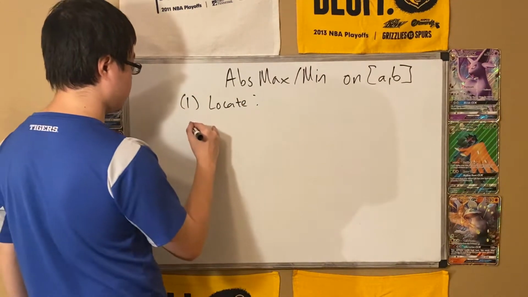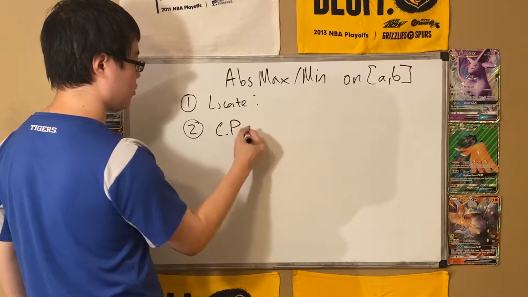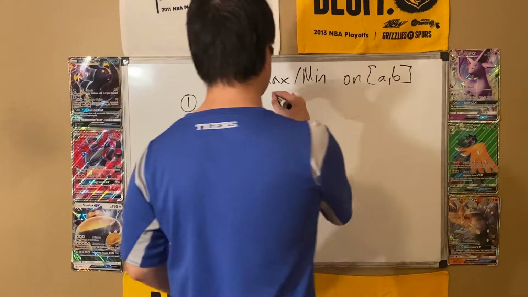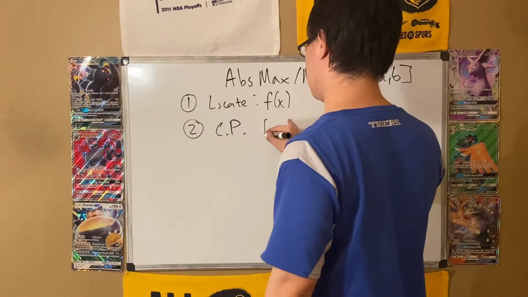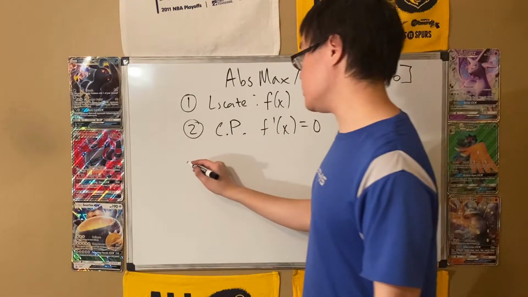The second step, let's put circles, is critical points. When you locate that function, you're going to take the derivative and set it equal to 0. You're going to solve. So that's just that.